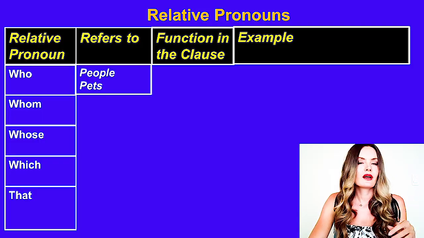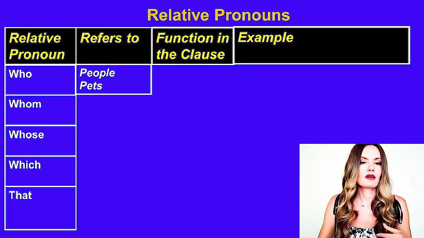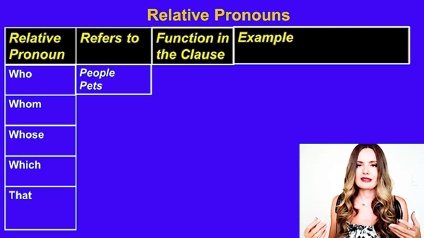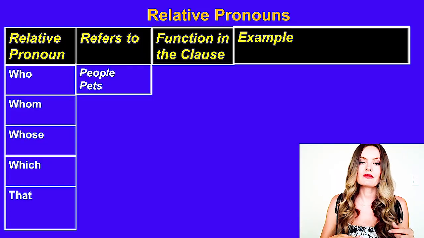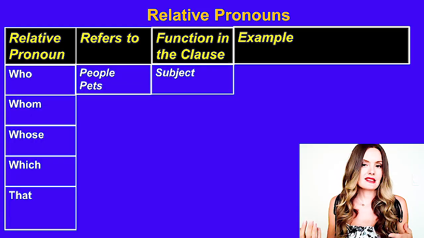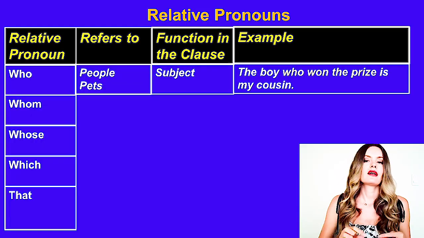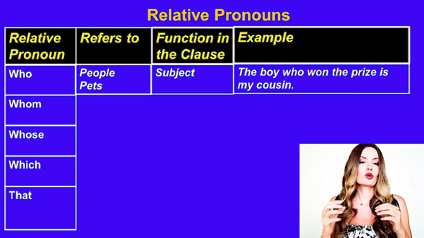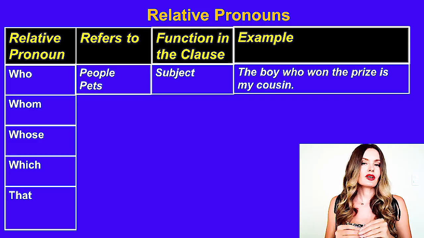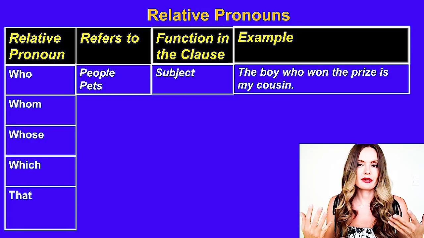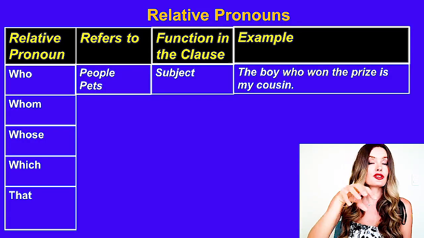So who refers to people or pets. So if you're talking about people or pets in the main clause, then you can use who in the relative clause. The function in the clause is the subject. For example, the boy who won the prize is my cousin. So who, in here we are talking about the boy. The boy is a person, so people, right, is the person. So who refers to the boy.